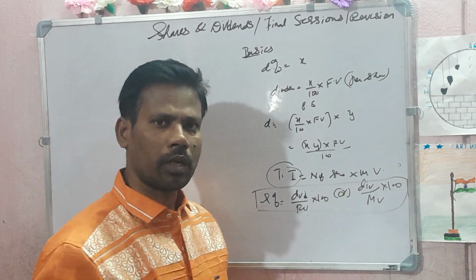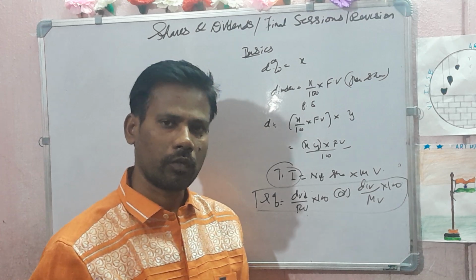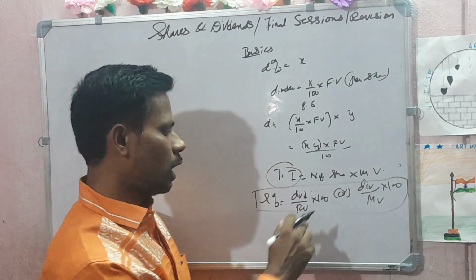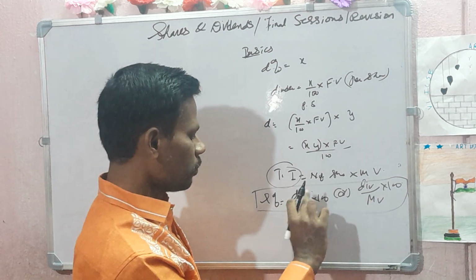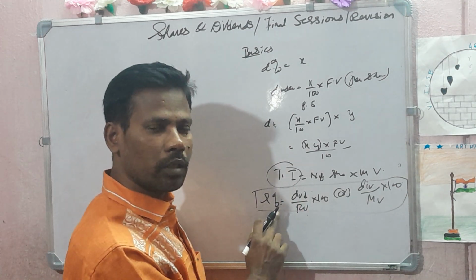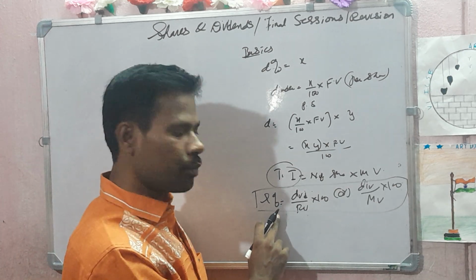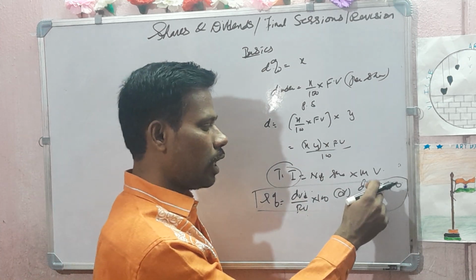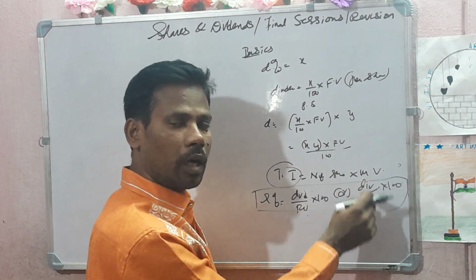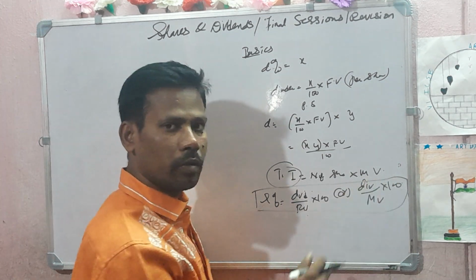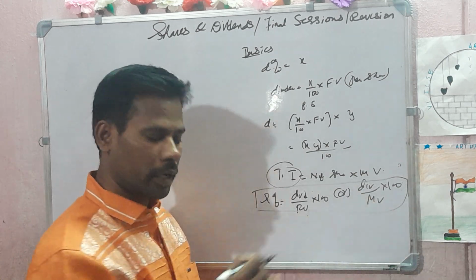Of course, there are several methods in shares and dividends. Whichever method you like, you can do it. But I think this is the simplest form. Rate percent: when they ask dividend percentage by the company, use dividend by face value into 100. When they ask dividend on his investment, use dividend by market value into 100 percentages. These are called rate percentages.